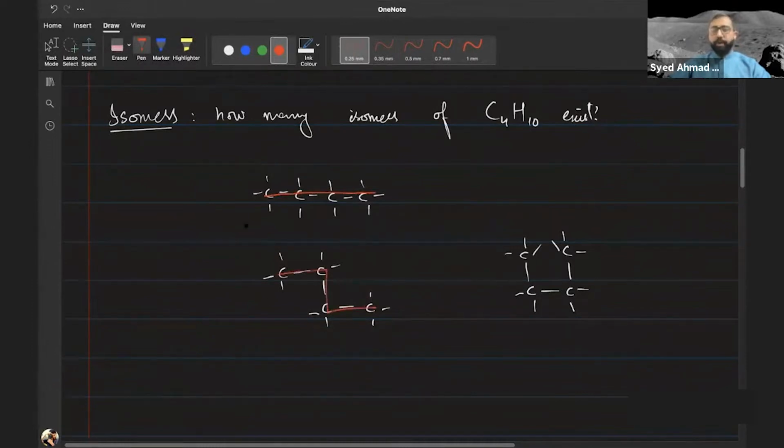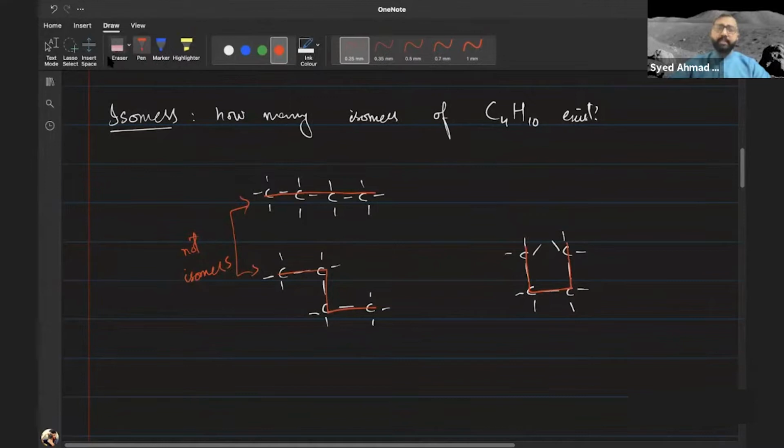I can join 4 here. So these are both not isomers. क्यों? दोनों में मैं 4 carbons को join कर सकता हूँ. So if I can join 4 carbons without lifting a pencil here, and I don't have any double bond, I don't have any different atoms, then this is not an isomer. Same for this one. 1, 2, 3, 4. I have joined 4. These are not isomers.